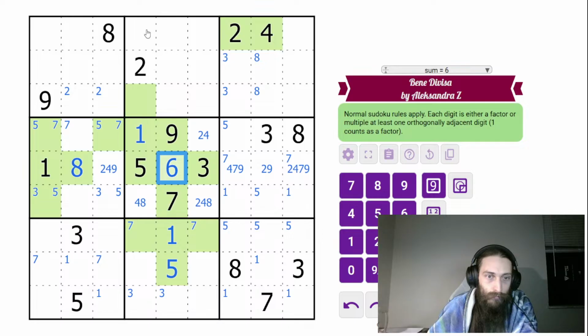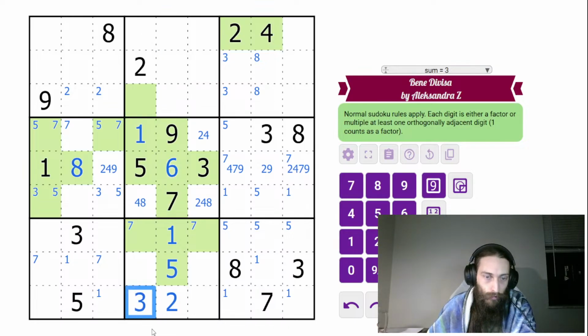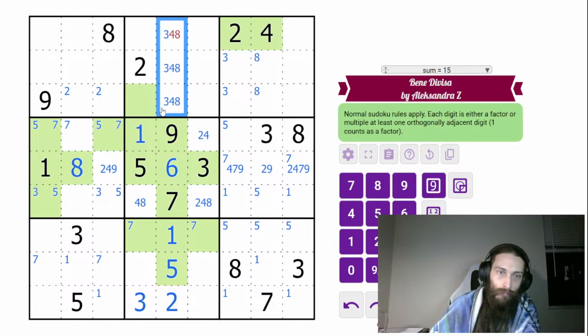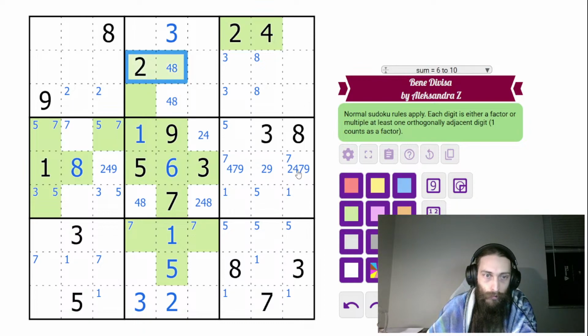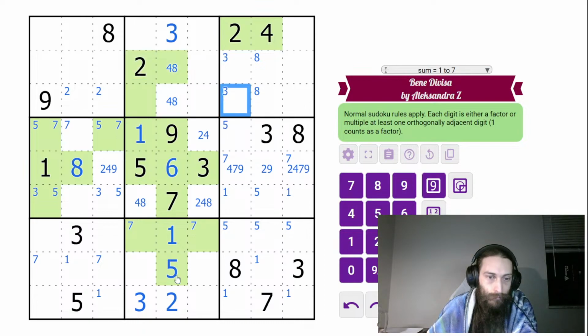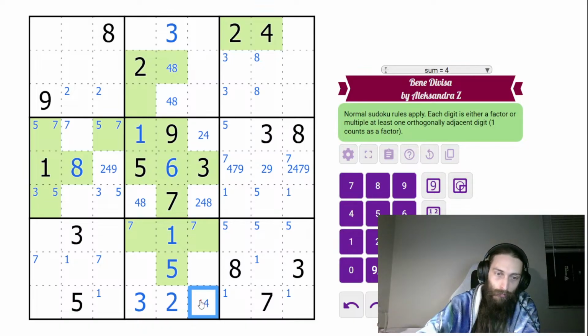Column 5 can place a 2. Oh, right. Which gives us 3 as well. So column 5 is 2, 4, and 8, or 3, 4, and 8. 3, and then a 4, 8 there. Now, those are good. Now this 2 has to be next to 1, 4, 8, or 6.